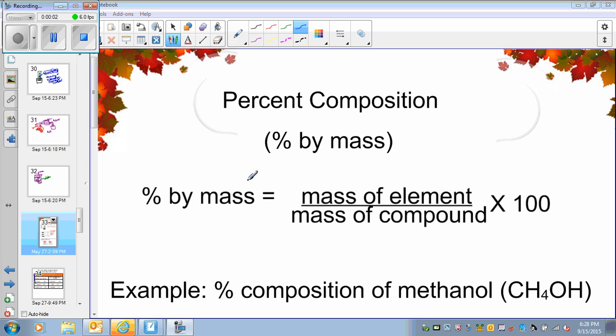Hi everyone, this video is on percent composition. Well, per means out of and cent means 100. So what you want to know is what is it out of 100?